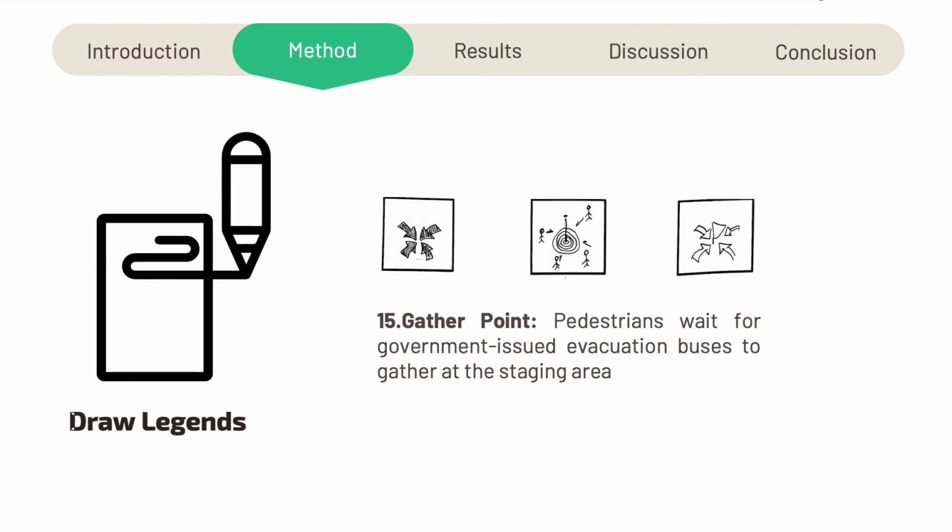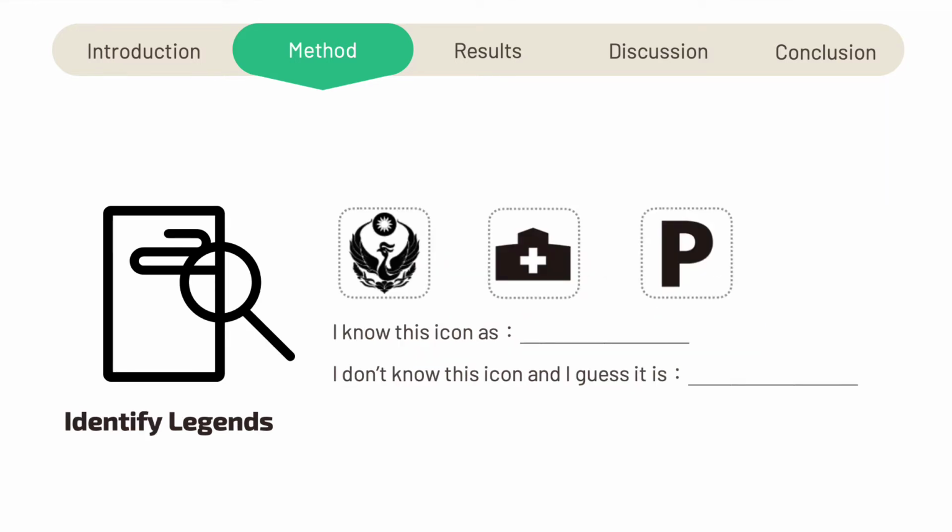These are the results which participants drew for the icon gather point. There will be different elements like arrows, targets or flags, and people in their ideas. After a break, there will be identification questions about icons which are usually used in evacuation maps in Taiwan. The icons were selected from websites of different counties and there is no limitation on the type of disaster.